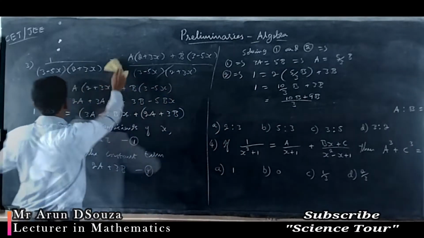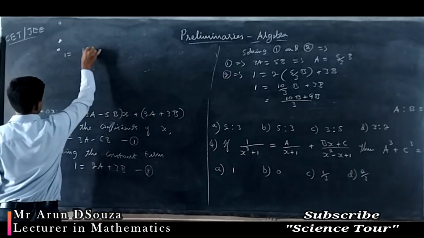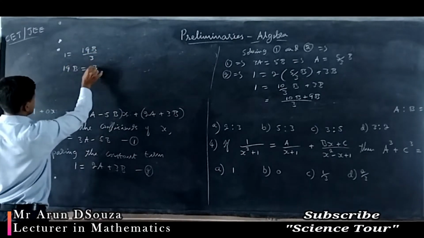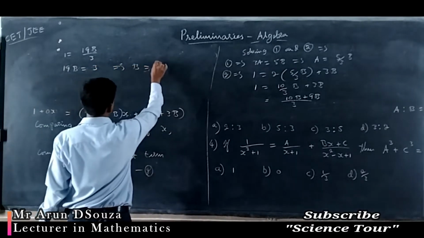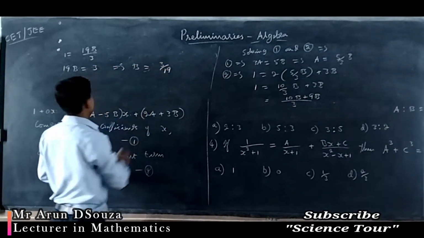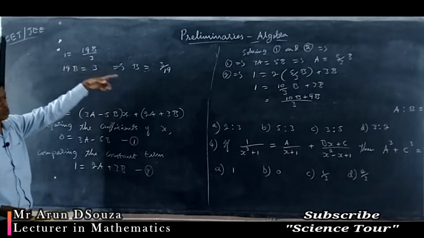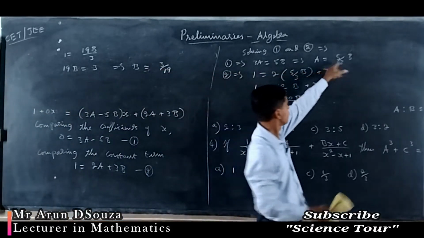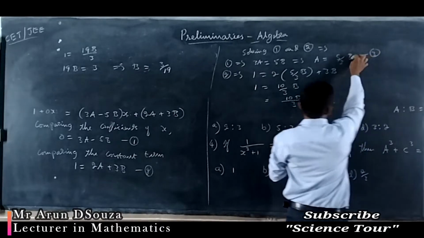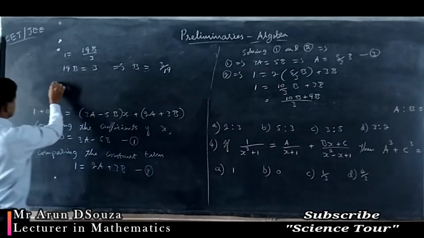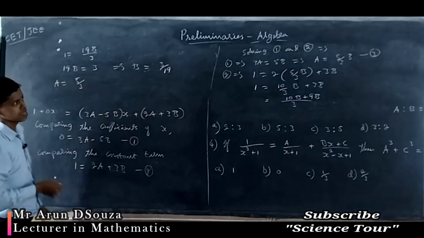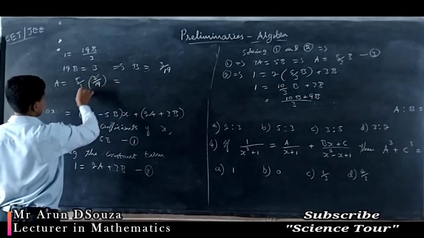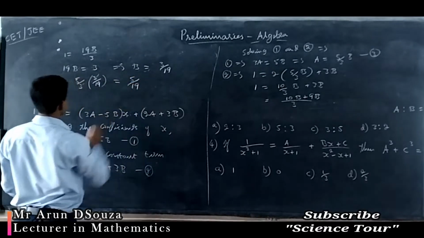So 1 is equal to 19b by 3. That means 19b is equal to 3, which means b is equal to 3 by 19. You can write it directly. So this will be multiplied, that will be divided. So 3 by 19 it is. Next, substitute that 3 by 19 here. This is equation 3. So a is equal to, hence you will get the value of a. This is 5 by 3 into b, 3 by 19. So 3 will cancel and 5 by 19 is a.